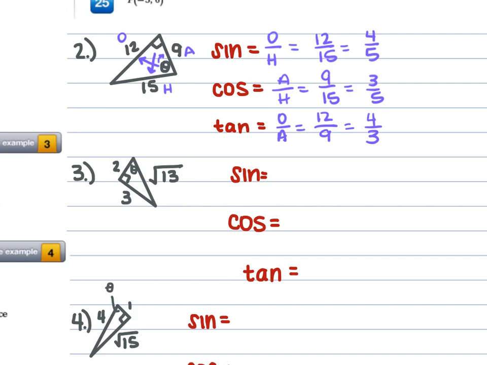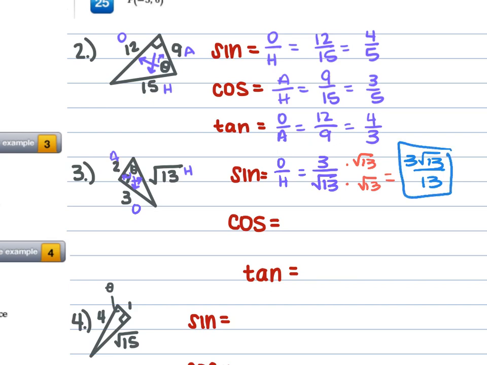For 3, we have the triangle that has side lengths of 2, 3, and the square root of 13. So our hypotenuse is the square root of 13, our adjacent is the 2, and the opposite is the 3. So sine is opposite over hypotenuse. This is going to be 3 over the square root of 13, which then we multiply the top and the bottom by the square root of 13 to give us 3 square root 13 over 13.